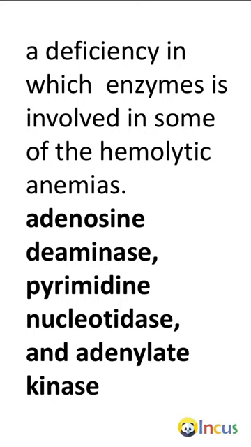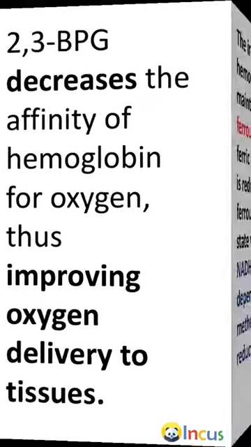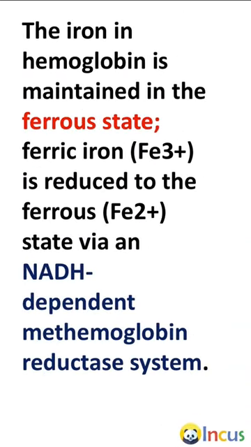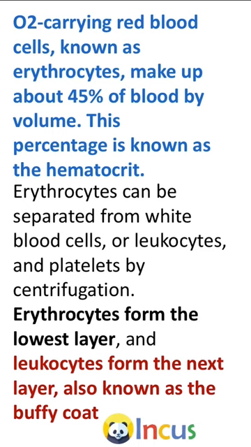Which enzyme deficiency leads to hemolytic anemia? Adenosine deaminase, pyrimidine nucleotidase, everything required for the regeneration of the reducing equivalents. The iron in the hemoglobin is maintained in the ferrous state, and constantly ferric ion should convert into ferrous ion, which is done by the NADH dependent system.